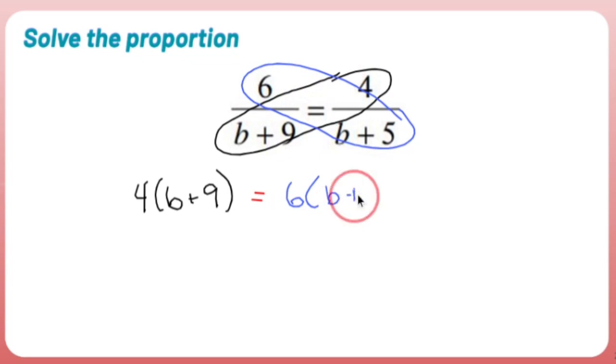So this is a little more involved than the problem in the video right before this, where I have to do the distributive property twice, and I'm going to have b on both sides of the equal sign.